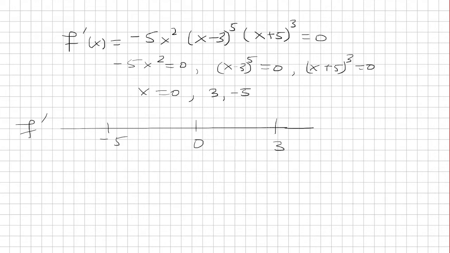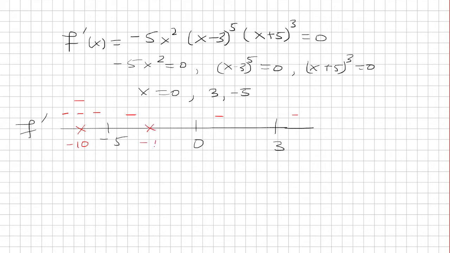Now we want to test the regions. So let's pick a number to the left of negative 5, let's say negative 10. And the good thing is that negative 5x squared is always going to be negative, so I'm just going to write that down for all of these. Then negative 10 minus 3 is negative 13, that's negative. Negative 10 plus 5, that's negative. 3 negatives means you have a negative.